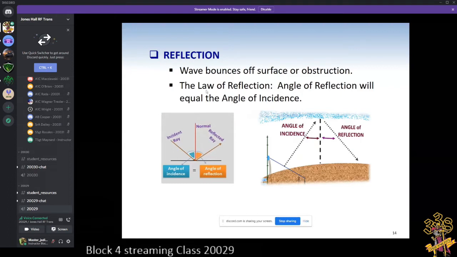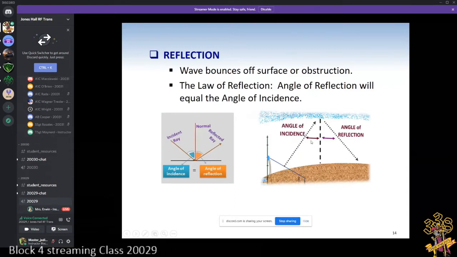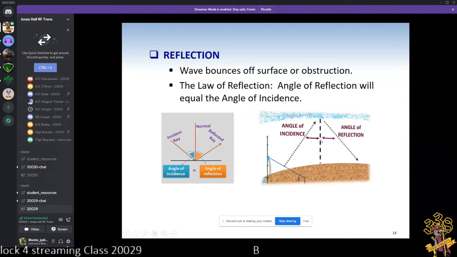Excuse me. So here is our straight line from the ionosphere to the Earth. Here is our RF going up to the ionosphere. So here's our angle of incidence. Well, the angle of reflection is going to equal the angle of incidence.